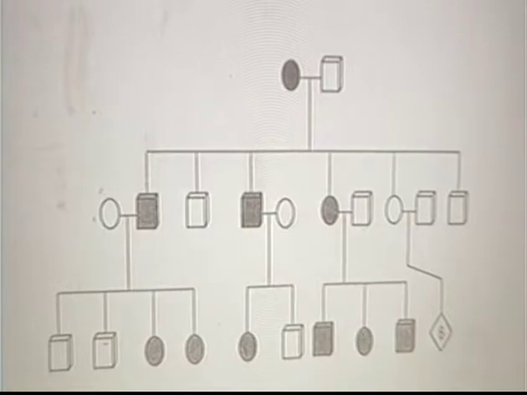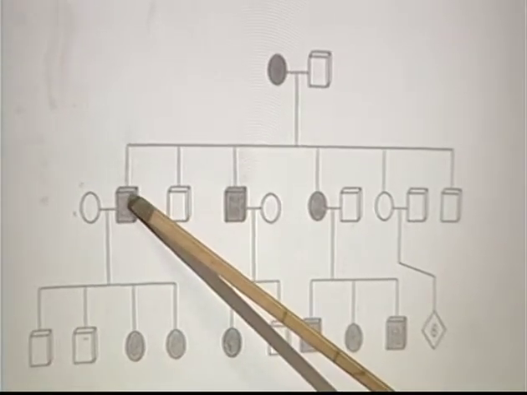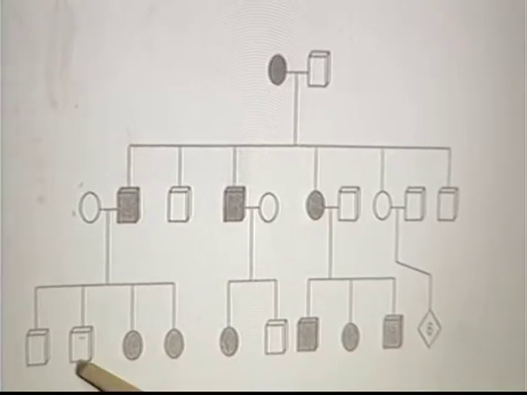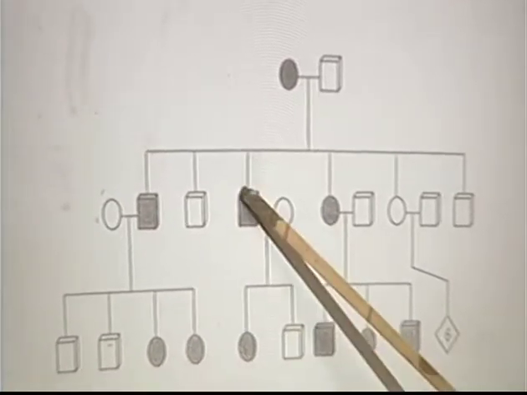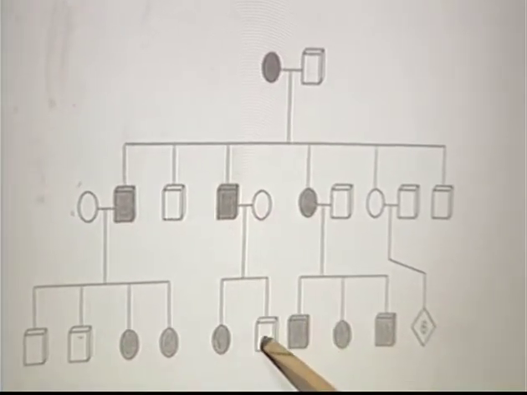The next thing you do is you look at the offspring of male individuals. Here's a male who transmits the trait to every daughter and no son. Here's another male that transmits it to every daughter and no son.